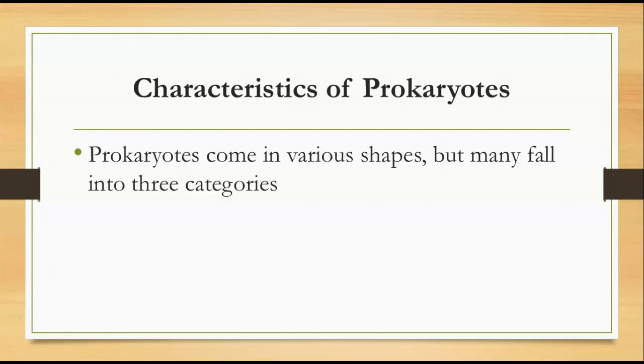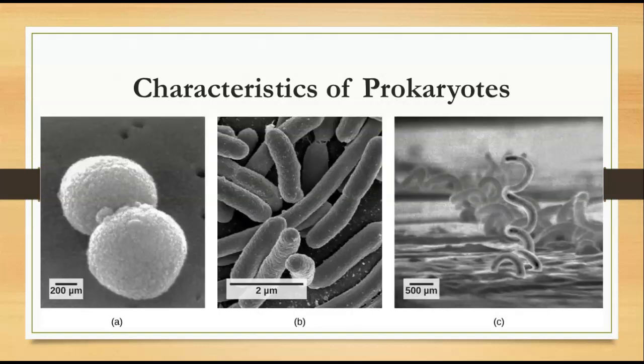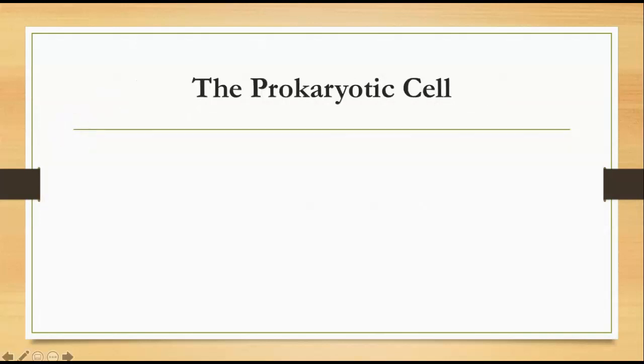Prokaryotes can come in various shapes, but they mostly fall into three different categories. The cocci, which is spherical, the bacillus or bacilli, which are rod-shaped, and the spirilla or spirillum, which are spiral-shaped. So there are three shapes there. Here, A on the far left is the cocci. Here are the rod-shaped bacilli, and C is the spirillum, or spirals. So they all are going to look something like that, one of those three for the most part.